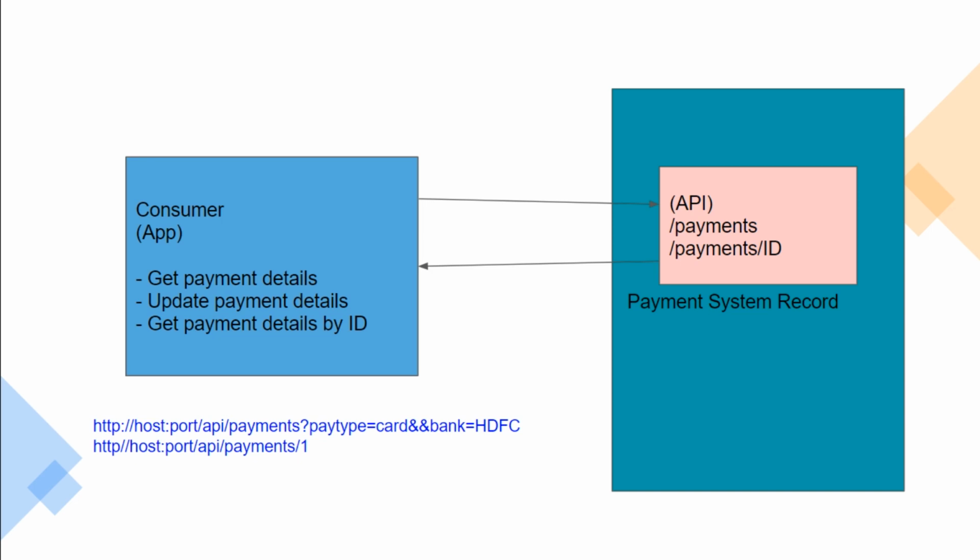Now we will go through the design. It is the first step in the API lifecycle. So before that, we'll understand what kind of requirements we have, and based on that, we'll write a specification.